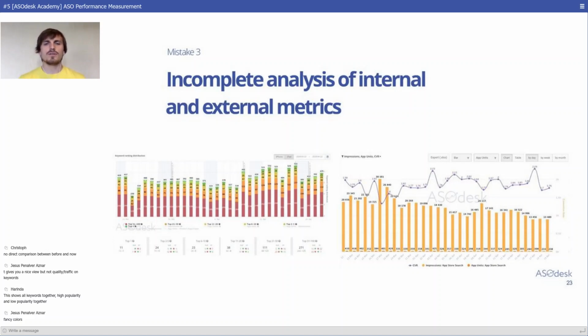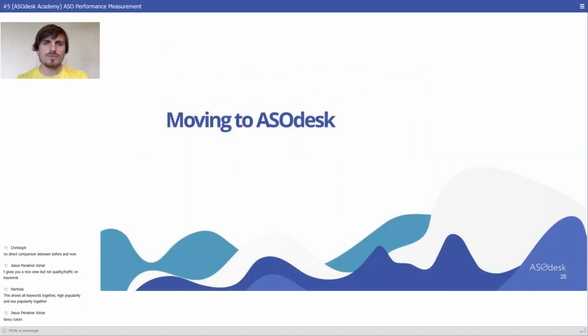However, in the course of the second, the third, the fourth iteration, you are narrowing your semantic core. You're targeting more specific and detailed keywords and semantic cohorts. So this should make changes in your internal metrics. So efficient measurement of App Store optimization iterations requires analysis of both internal and external metrics. So let's move to ASOdesk and check.